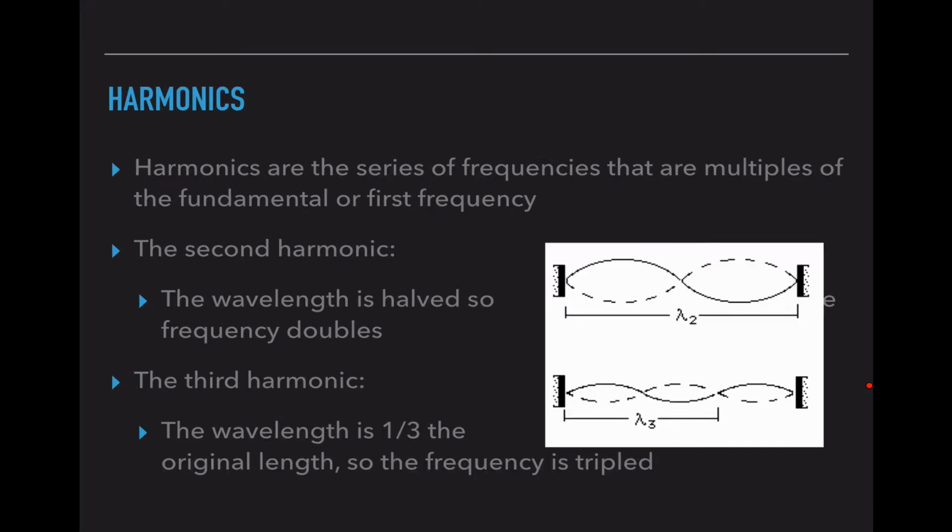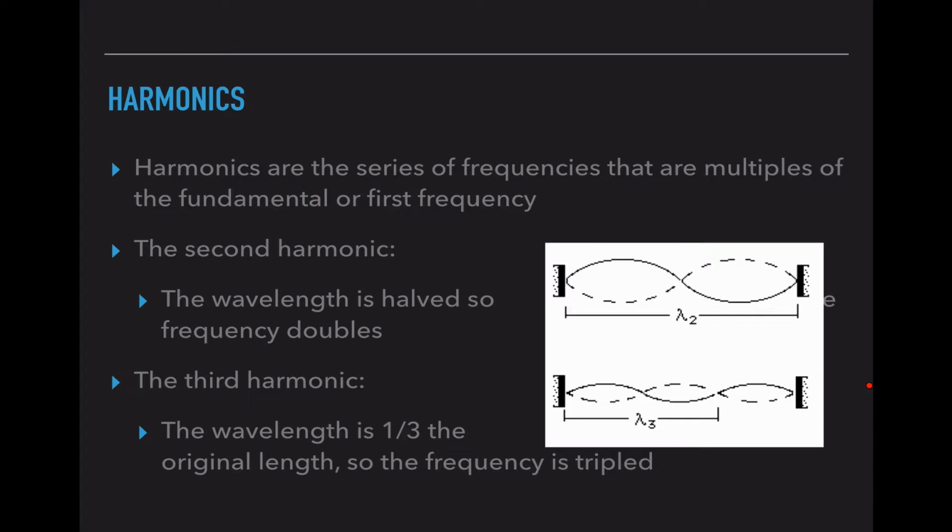So harmonics are, by definition, the series of frequencies that are multiples of the fundamental or first frequency. That sounds kind of weird, but when you sing in harmony with someone, you are singing a sister frequency almost. That person might start at 100 hertz and you're singing at 300 hertz. It is a multiple of 3.